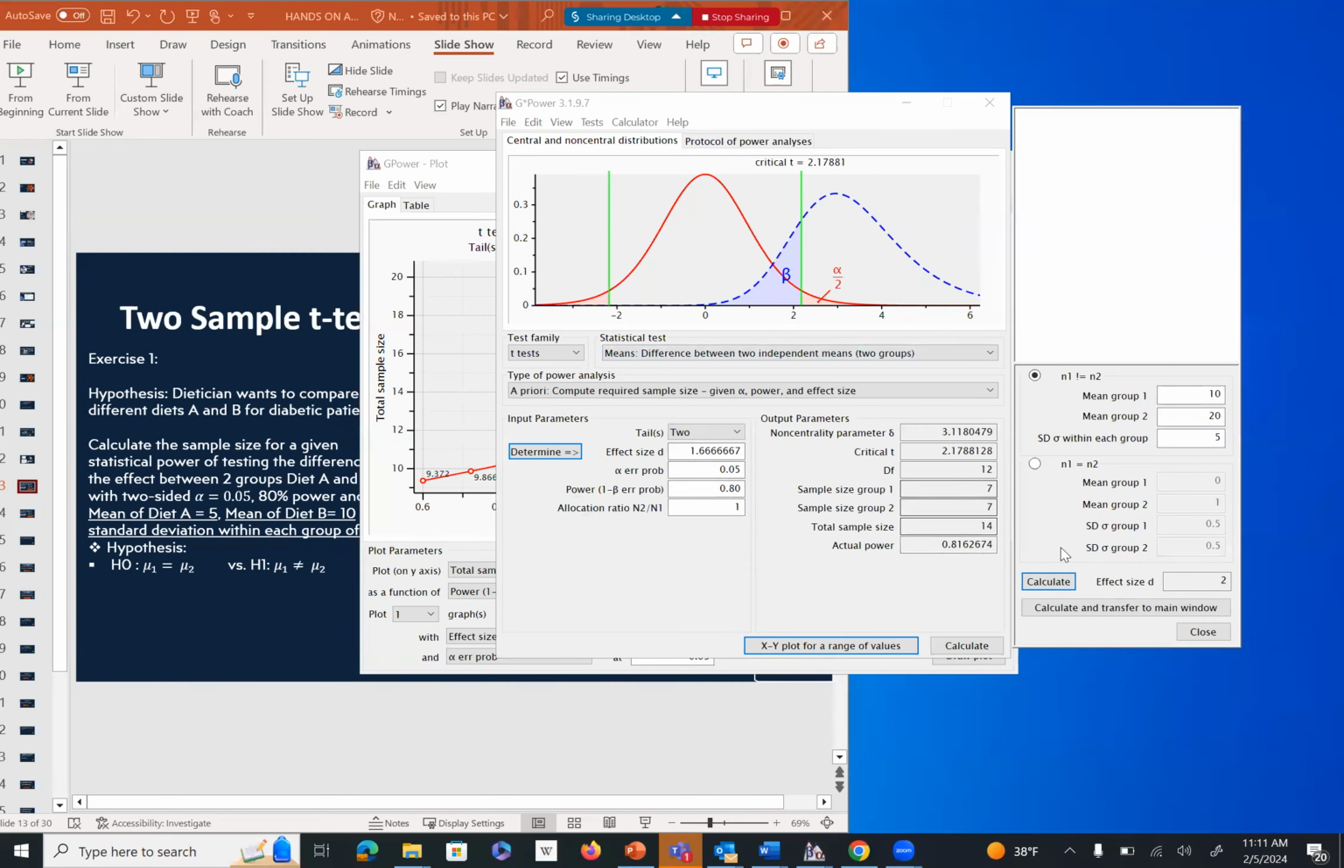Was that helpful? I don't want to take up too much time. But if I'm going to be putting in the effect sizes, I just want to know how I'm going to get that from the data that I have, like the preliminary data.